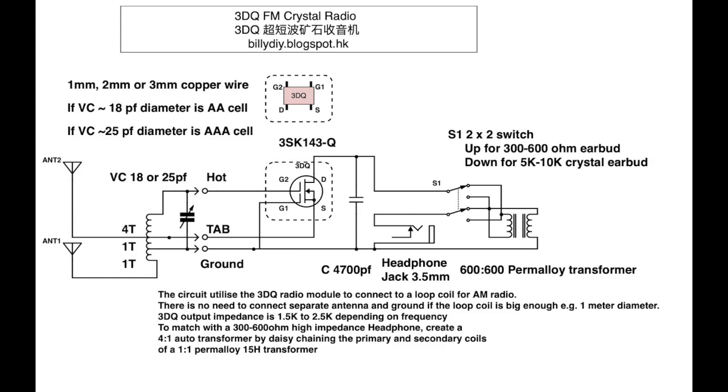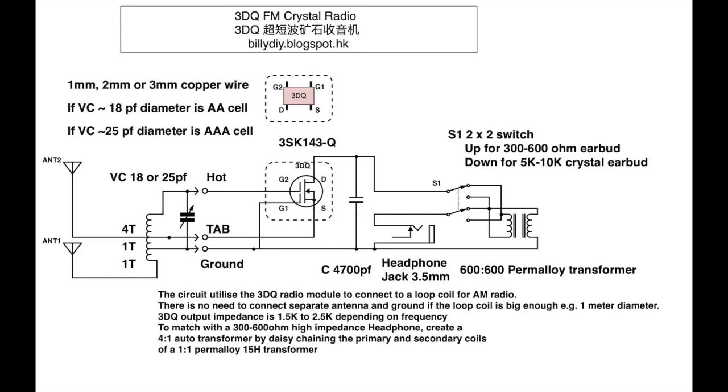If you want to use it in-house, you better have a Yagi antenna, those antennas used for television sets, but there's a special one for radio as well. We can make one ourselves, I can show you how to do it. That one has two entry points. First entry point connects to antenna 1, second entry point connects to antenna 2. Antenna 2 is actually the same point as the tapping point for the 3DQ detector.